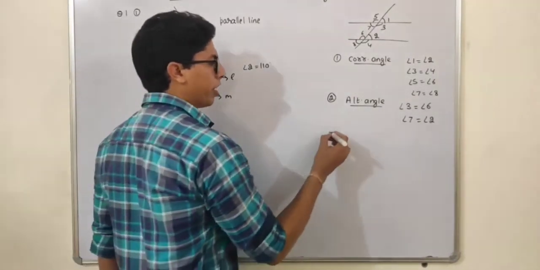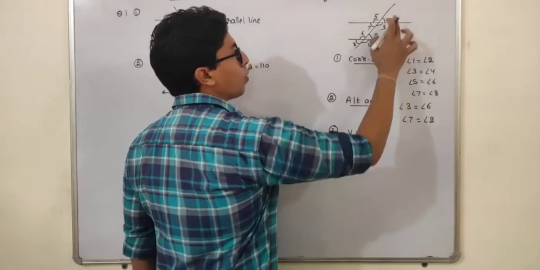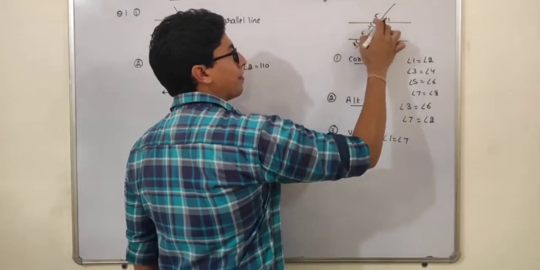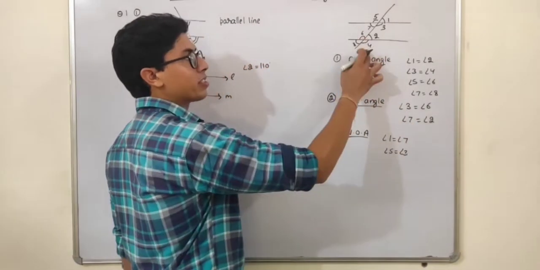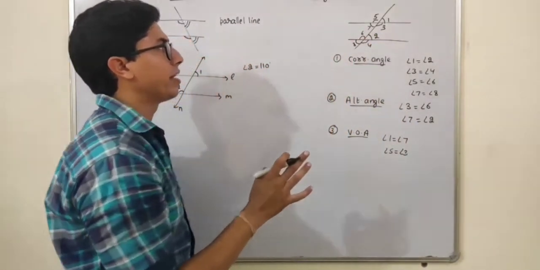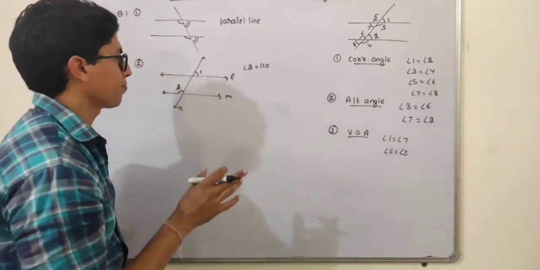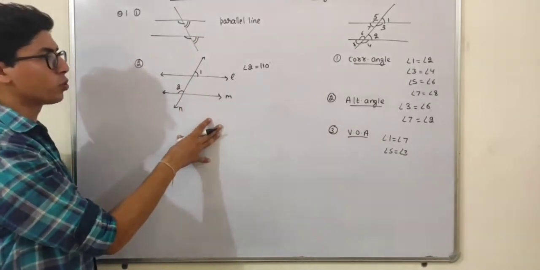The rest we have already discussed. Vertically opposite angles we have already discussed. That means 1 is equal to 7, 5 is equal to 3. Similarly, 6 is equal to 4 and 2 is equal to 8. These we have already discussed, and these are sufficient for this question, students.